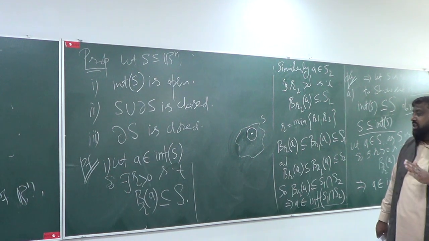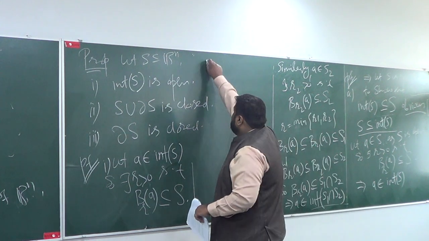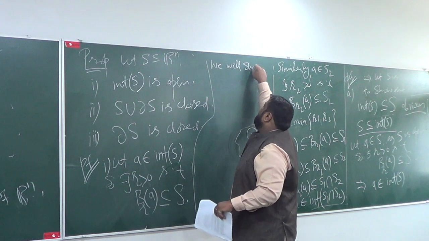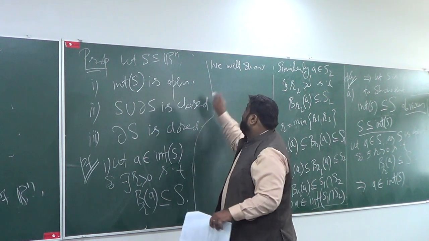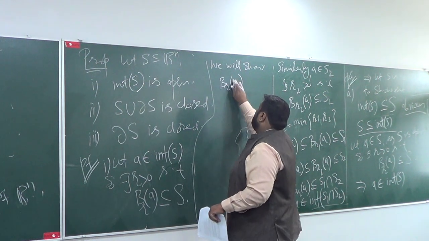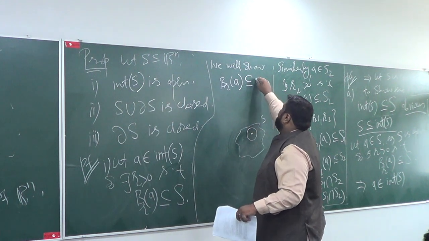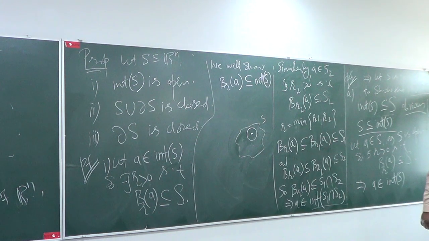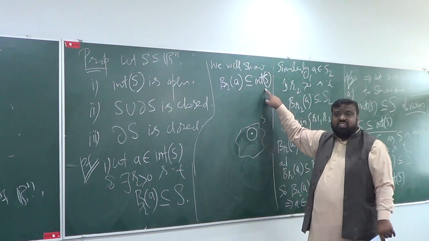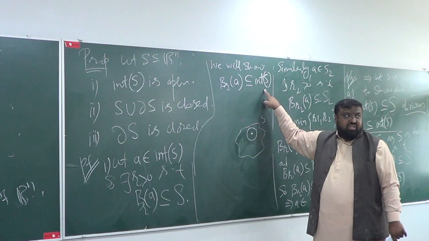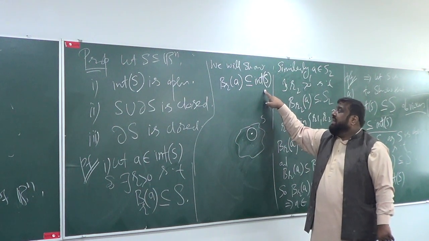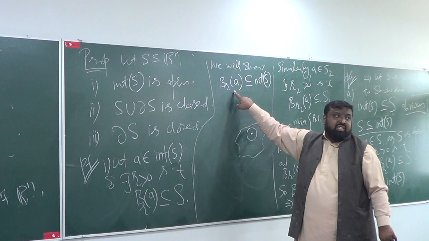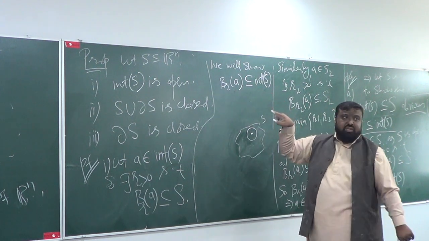So here's what I would like to do. We will show that the same ball, this V_r of A, is also contained in the interior of S. If I can show that this same ball is also in the interior of S, this will show for sure that I took a point from A, drew a ball on it, and the ball is contained in the set, so the interior is open. This is going to show it.